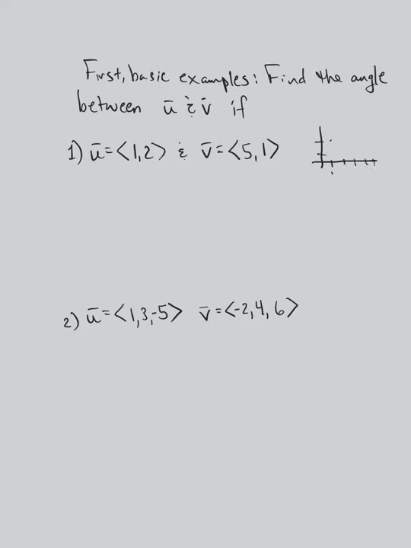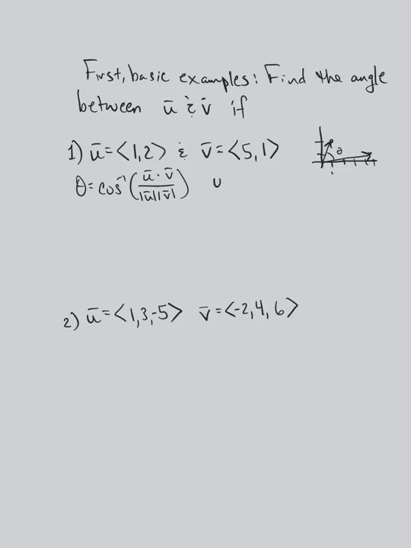All right, so we have the vector 1, 2, and then we have the vector 5, 1. So we have those 2 vectors, and so here's the angle that we're trying to find. All right, so the idea here is that the angle between these is the inverse cosine of u dot v over the product of their lengths. So we just need the dot product and each one of their lengths.